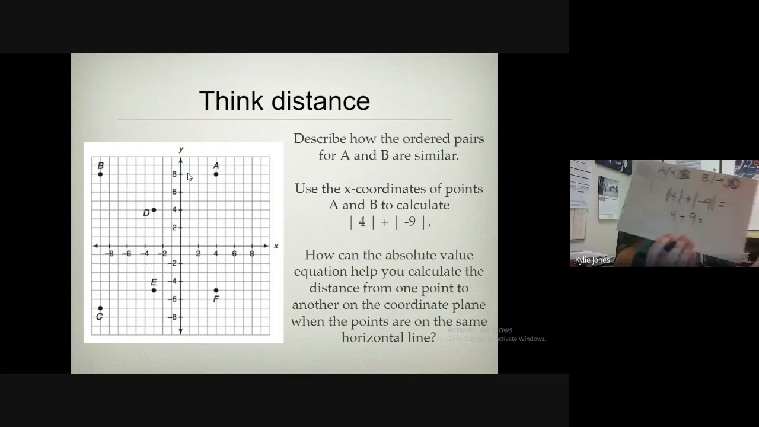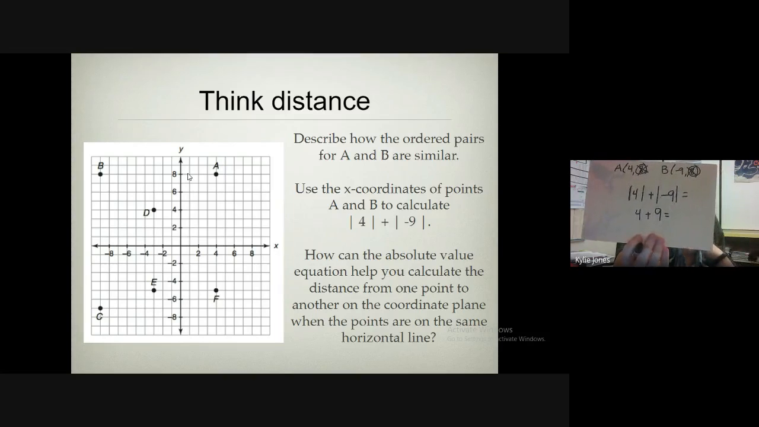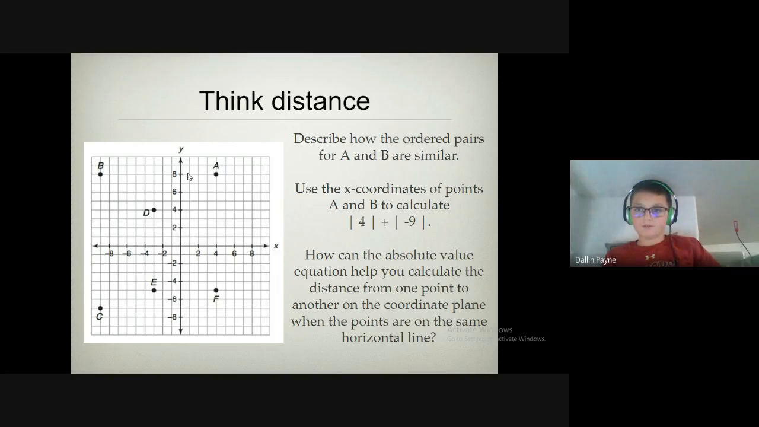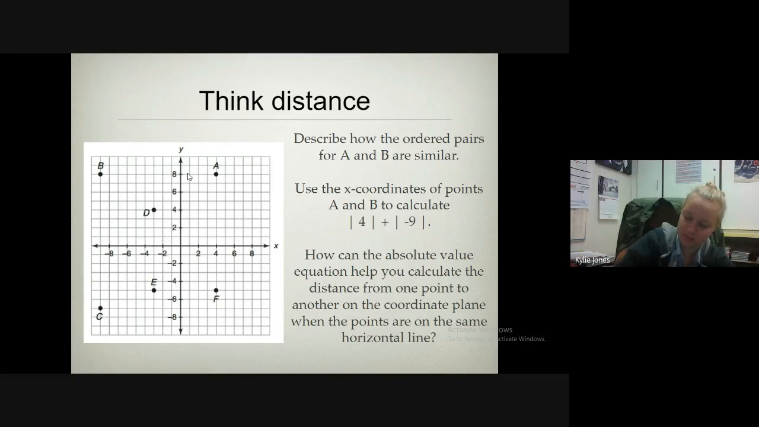So then our new number sentence is 4 plus 9. What is 4 plus 9? 13. Good. So if we were to say, what is the distance between A and B, we would say 13.